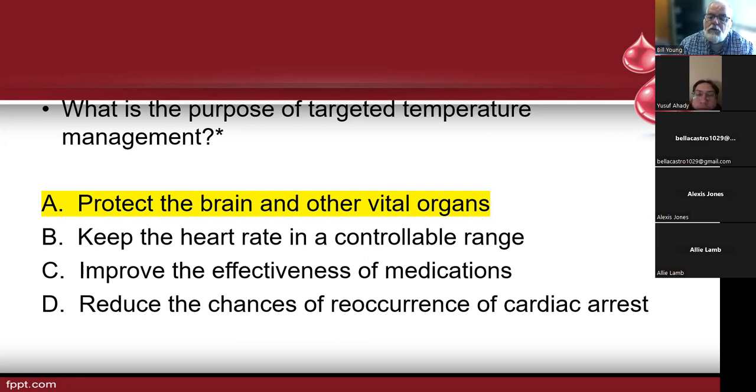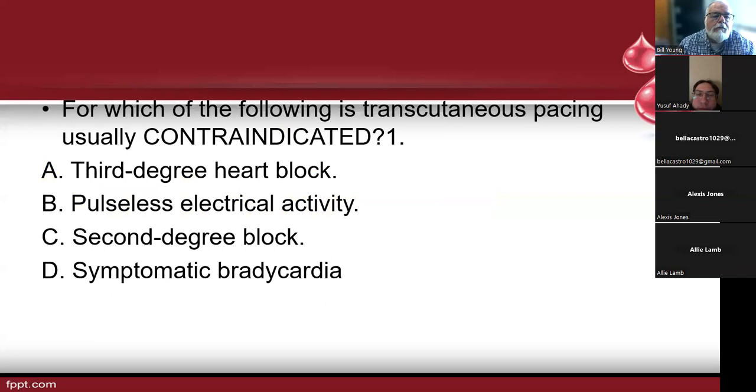All right, Allie, this one's yours. For which of the following is transcutaneous pacing usually contraindicated? A, third-degree heart block. B, pulseless electrical activity. C, second-degree block. Or D, symptomatic bradycardia. B. B is correct. So now, Allie, you tell me what pulseless electrical activity is. What is PEA?